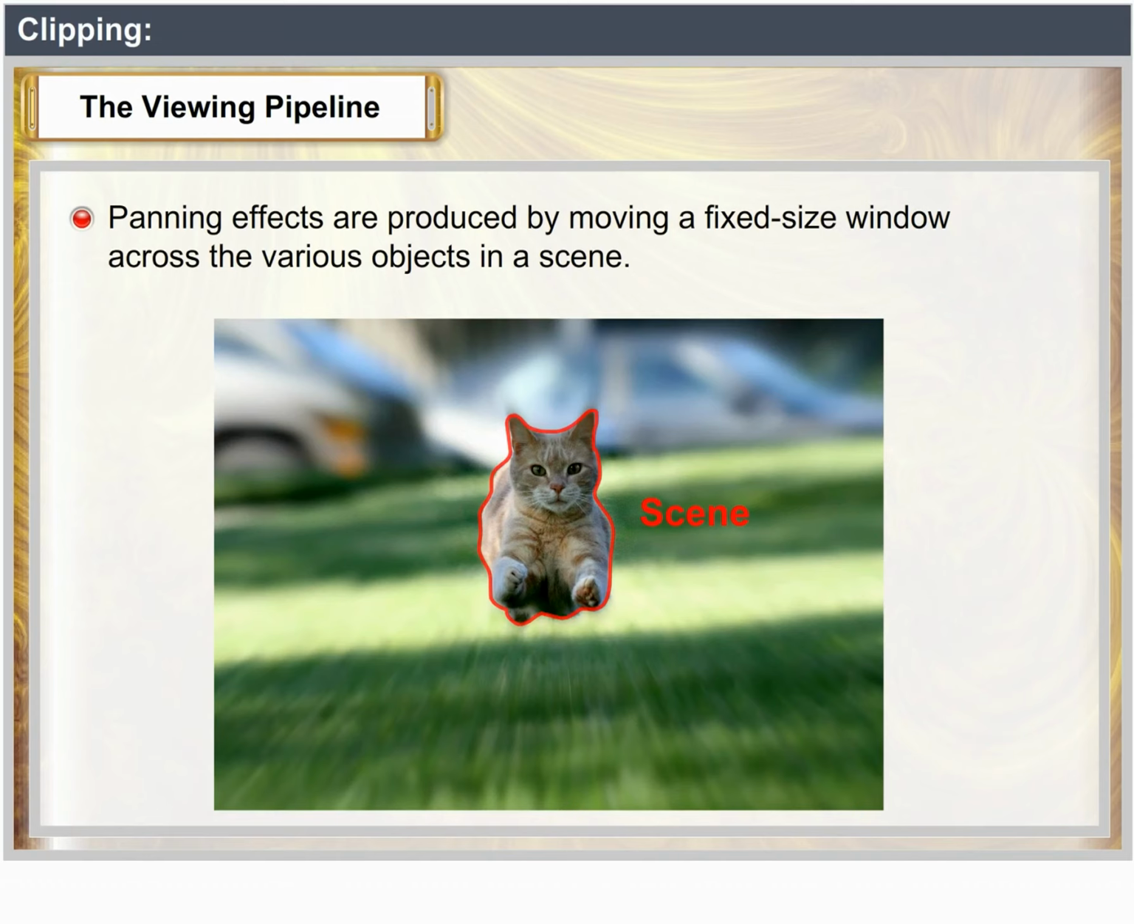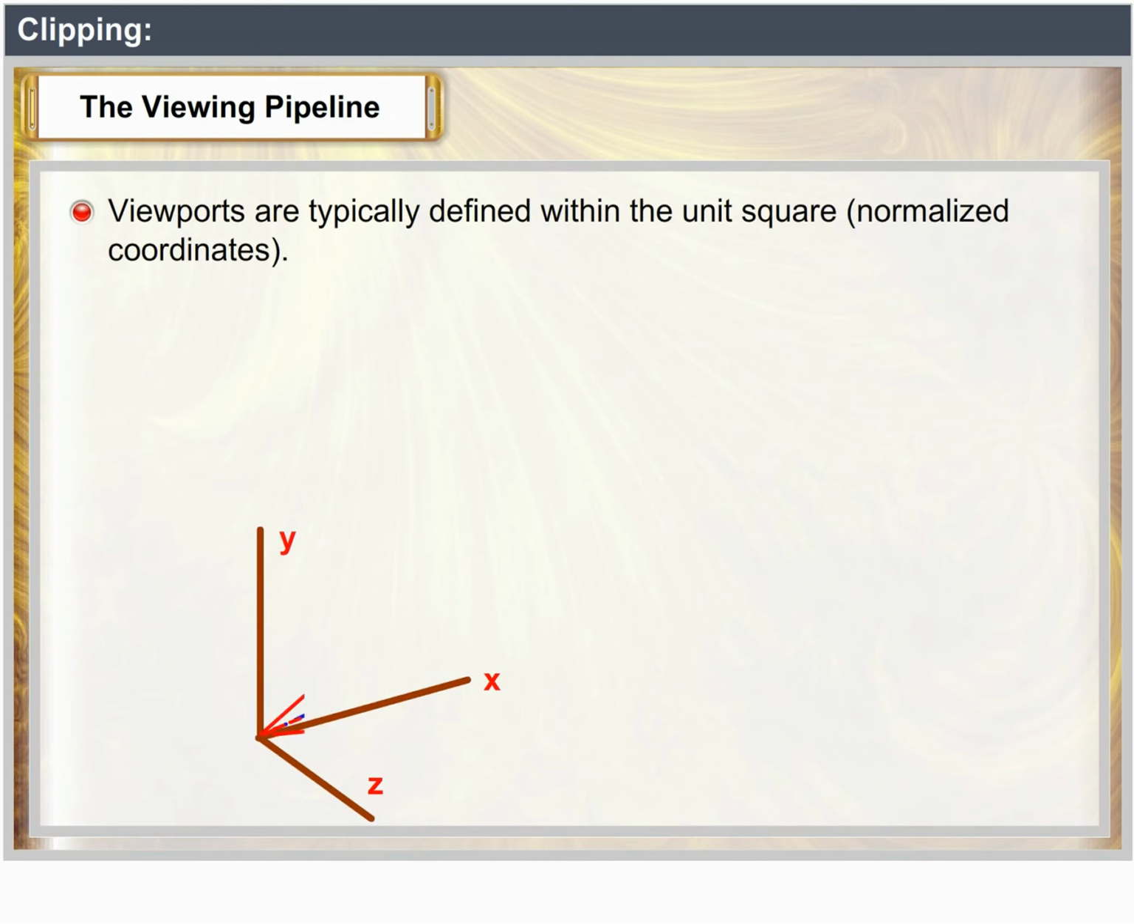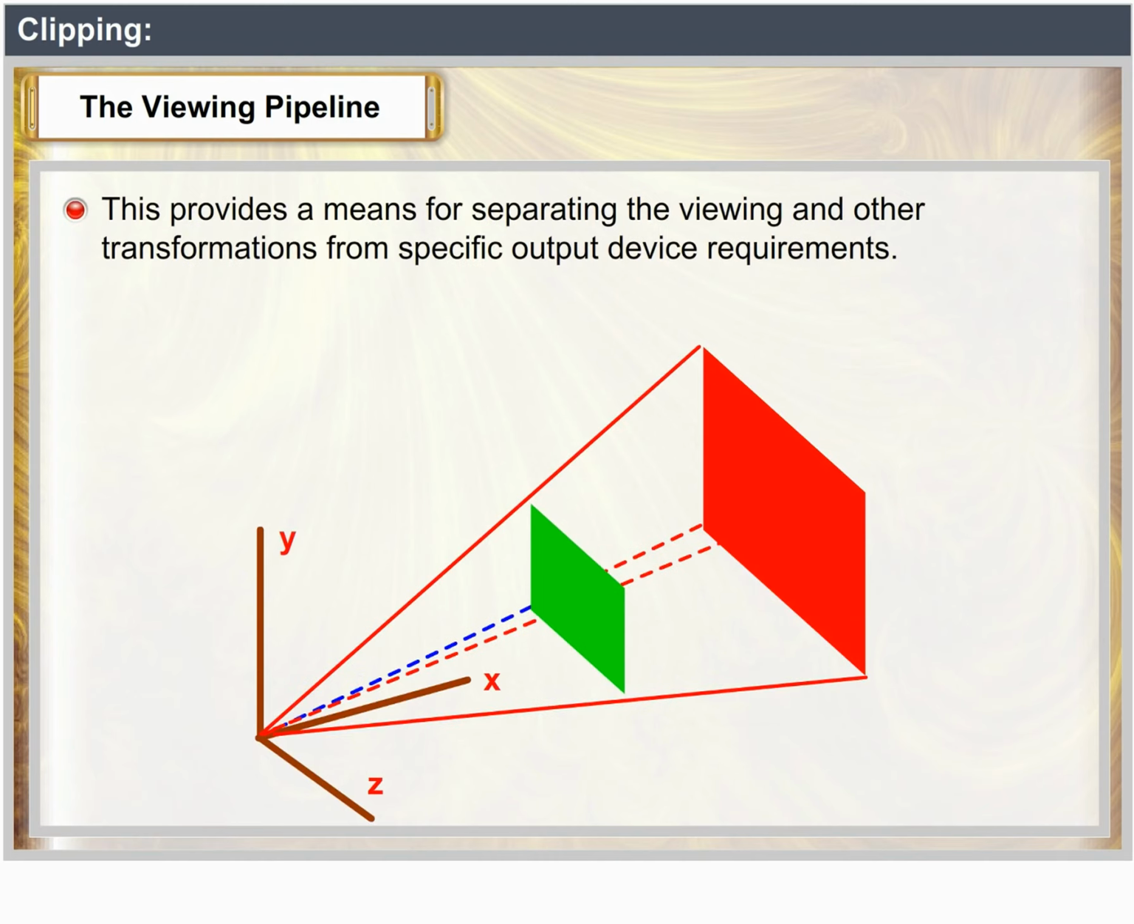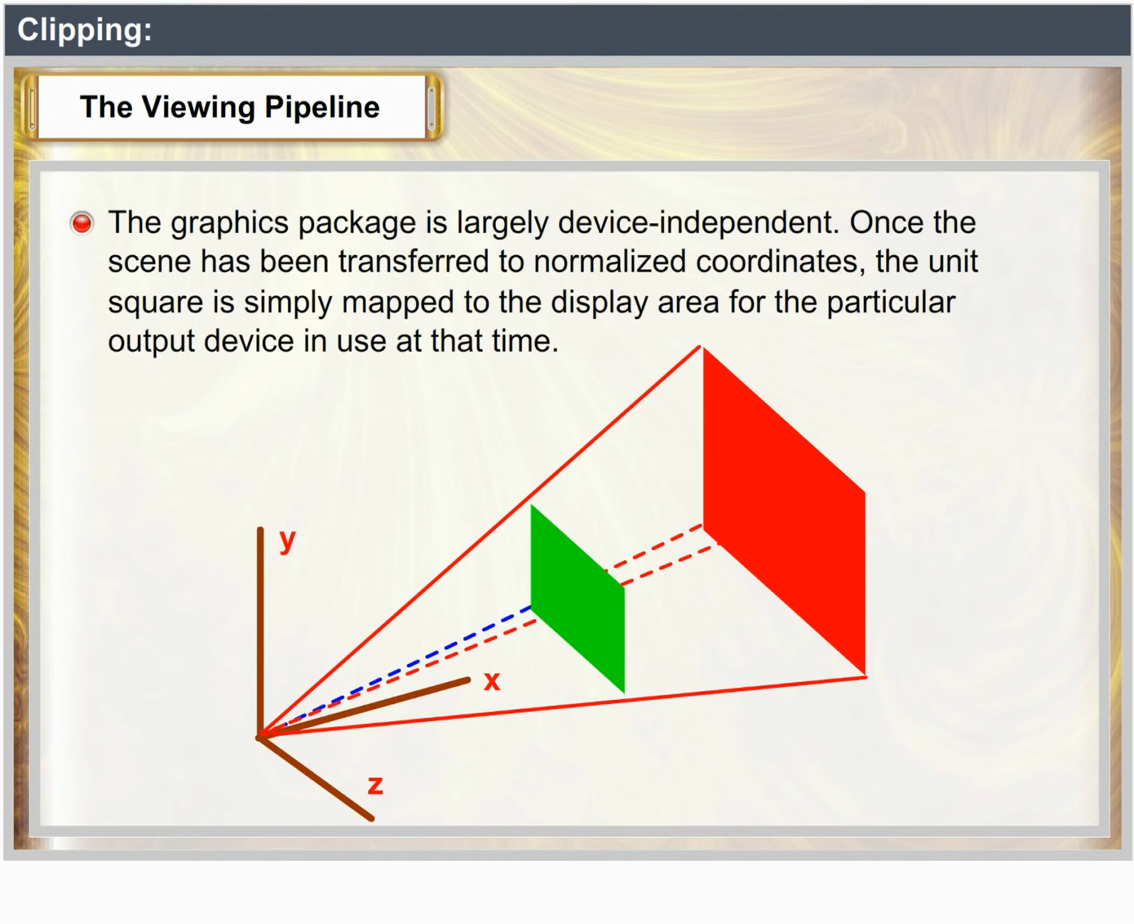Panning effects are produced by moving a fixed size window across the various objects in a scene. Viewports are typically defined within the unit square normalized coordinates. This provides a means for separating the viewing and other transformations from specific output device requirements, so that the graphics package is largely device independent.